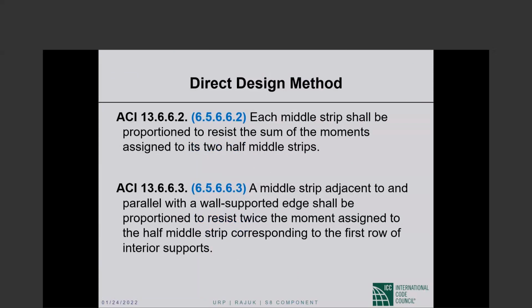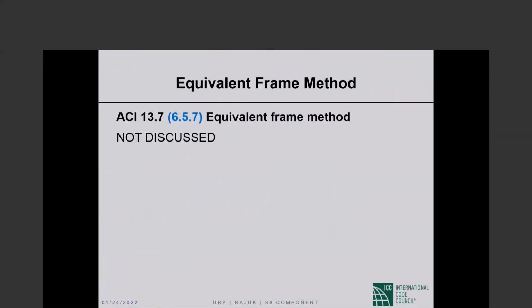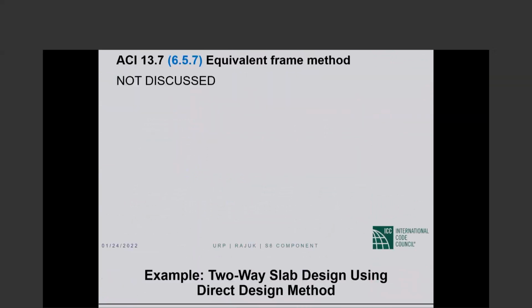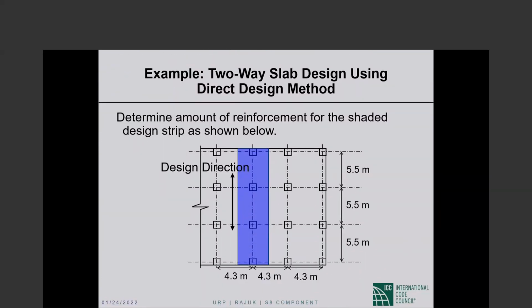A middle strip adjacent to and parallel with a wall-supported edge shall be proportioned to resist twice the moment assigned to the half middle strip corresponding to the first row of interior supports. Again, if you look at a picture and read, you will see what is being said. So that is pretty much the story of the direct design method. Equivalent frame method, I said we will not discuss.